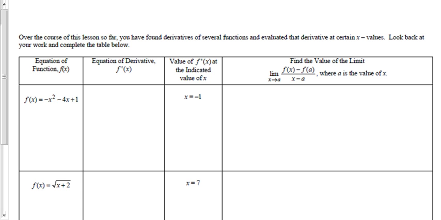All right, so I'm sorry, this next one on your package is sideways, but we got it right side up. So we found derivatives of several functions and evaluated that derivative at certain x values. What does that give us? When we're talking about derivative, that's the slope of the tangent line. So let's look back at what we've already done, and we're going to fill in the paperwork here. So they gave us a function. Let's put what the derivative is. Again, we already did it. We already evaluated at x equals negative 1, and then let's find the value of the limit. Okay?